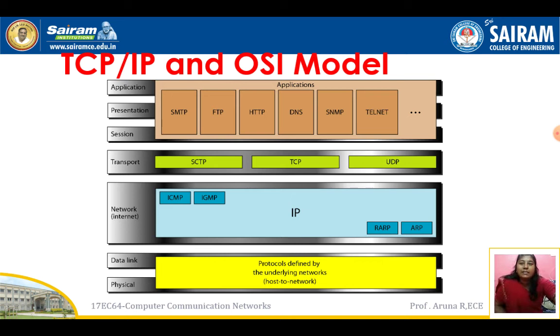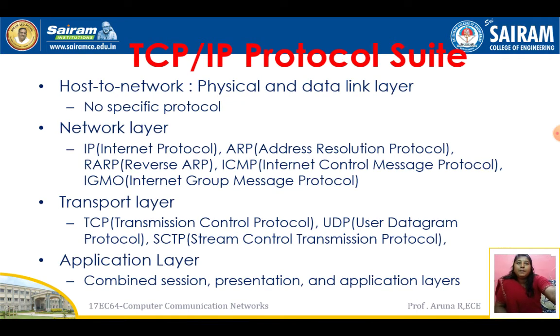So this is the TCP/IP protocol suite where you have the 5 layers, that is 1, 2, 3, 4 and 5. If you see the different layers, the physical and data link layer together are known as host to network. There is no specific protocol here. In the network layer, we have IP, the internet protocol, ARP, address resolution protocol, RARP, reverse ARP, ICMP, internet control message protocol, and IGMP, the internet group message protocol. In the transport layer, we have TCP, transmission control protocol, UDP, user datagram protocol, and SCTP, stream control transmission protocol.